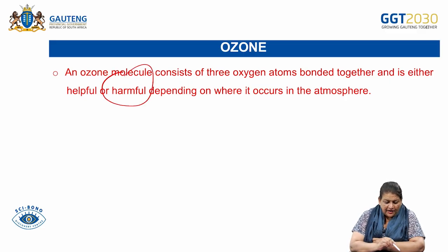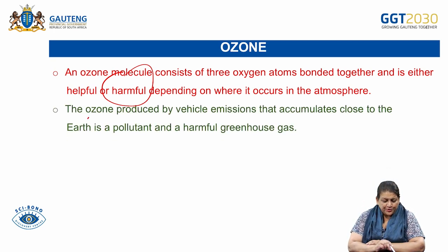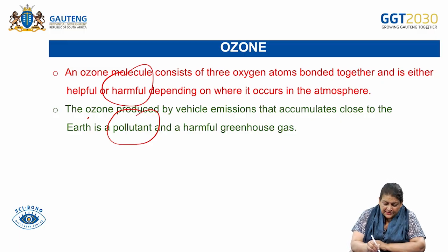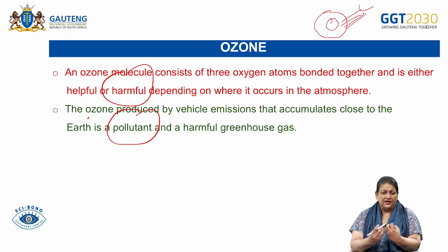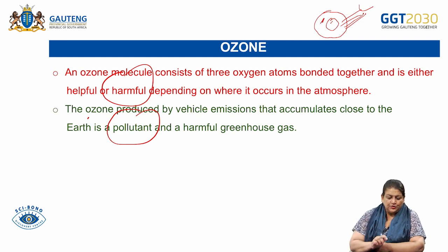Right, so it can be harmful depending on where it occurs in the atmosphere. We can't have ozone below the atmosphere. The ozone produced by vehicle emissions that accumulates close to the Earth becomes a pollutant. Only the ozone around the Earth that prevents the ultraviolet light, when it comes through, the ozone makes it harmless. Then it's an advantage. But when the ozone is within the Earth's atmosphere, like here, that's when it becomes harmful, and it will be regarded as a pollutant and a greenhouse gas.